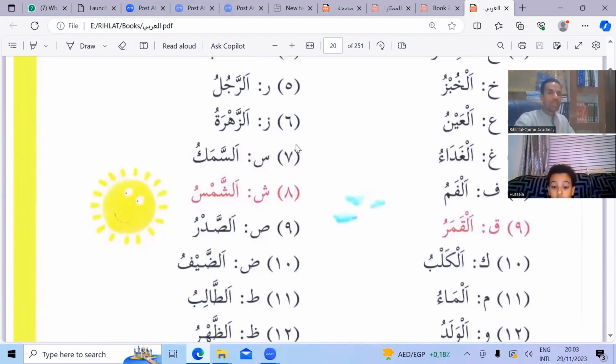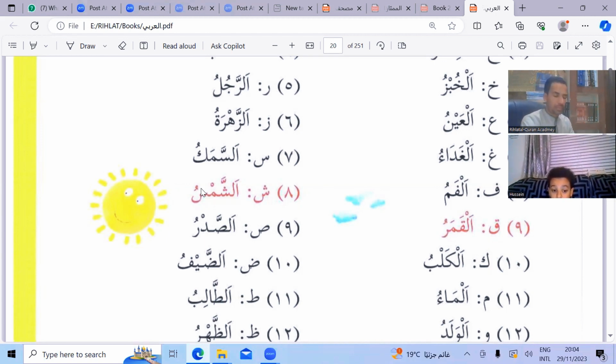Okay, can you please read these examples, number 8 and number 9, and tell me the difference between both of them? Can you read number 8? Shamsu. Lam Shamsiyya. Because the following letter has a shadda. Has a shadda. Excellent. And number 9. What does Shamsu mean? The sun. The sun. Number 9.